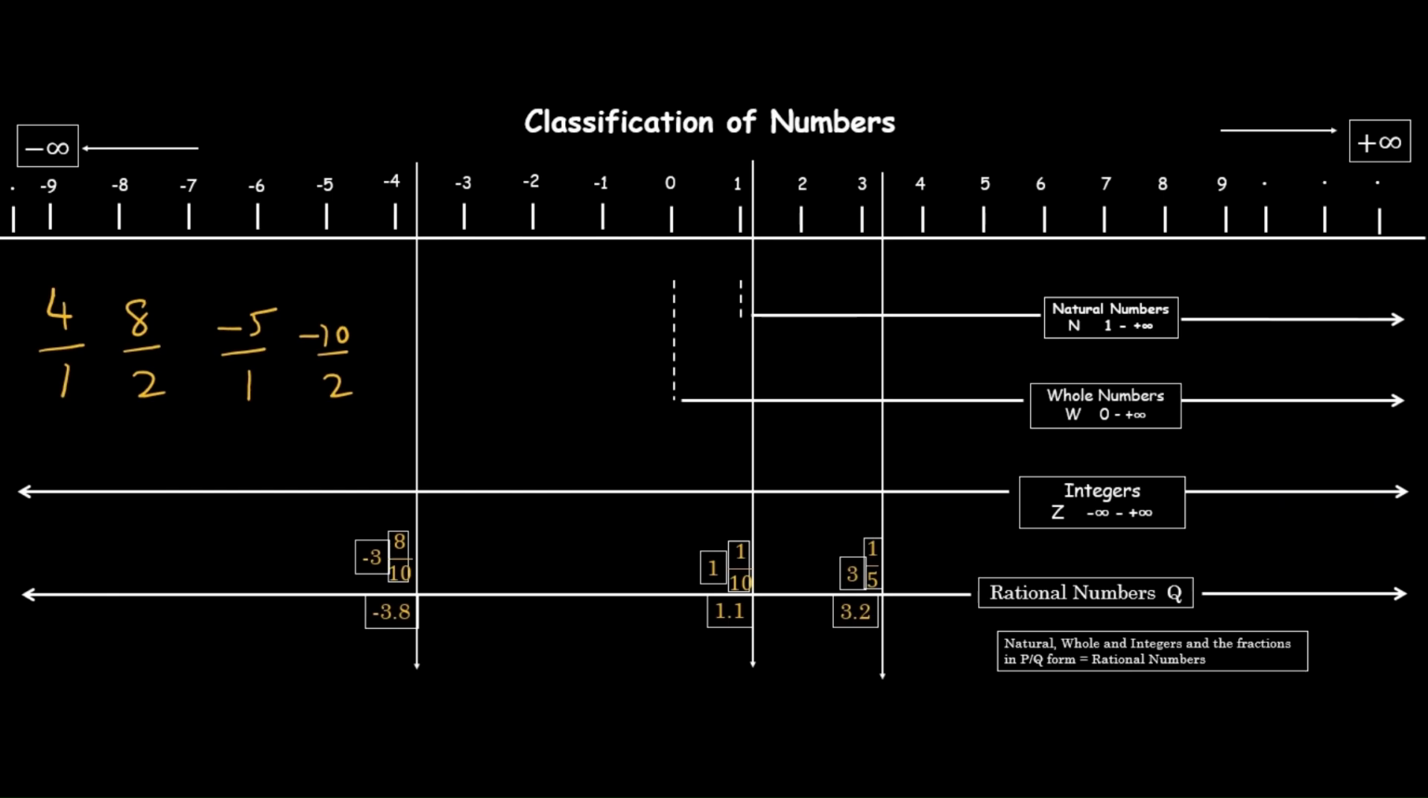So rational numbers contain all the integers and, in effect, whole and natural numbers as well. And these three are the subsets of rational numbers.